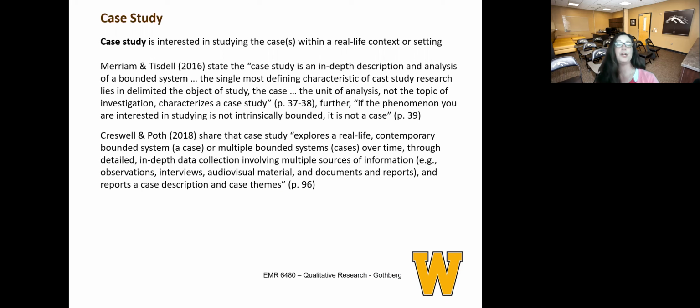Creswell and Poth share that case study explores a real-life, contemporary, bounded system, known as the case, or multiple bounded systems, cases, over time. Through detailed, in-depth data collection involving multiple sources of information, like observations, interviews, audio-video materials, documents, and reports, a case description and case themes are reported.